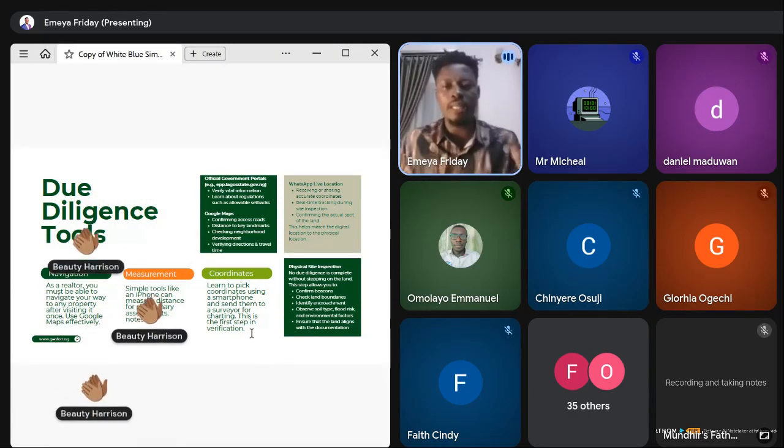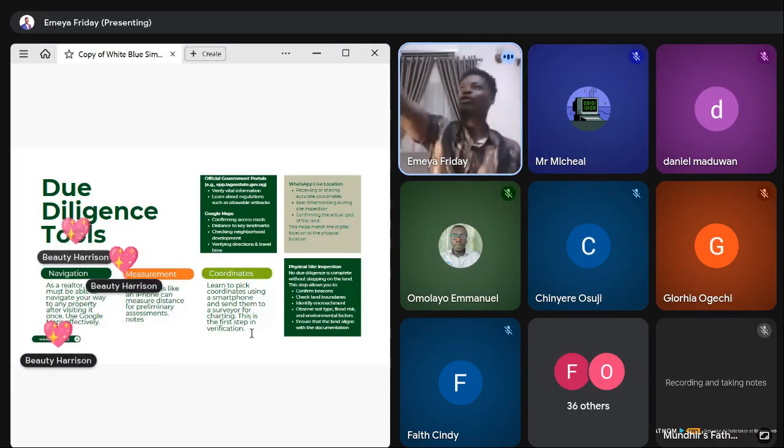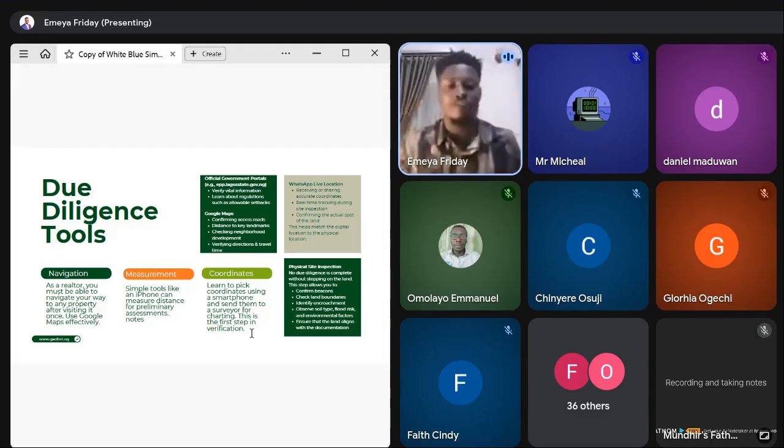Okay, the next one, you must know how to measure. If you are using an iPhone, there's an app called Measure. It's on your iPhone. Some of you don't even know those tools are there on your phone, but you're not making use of it. Simple tools like an iPhone can measure distance just for preliminary assessments. You can stay in a property and just use your iPhone, point at it from here to here, how many meters. You can tell the area of the property. These are simple, basic things you should know how to do as realtors.